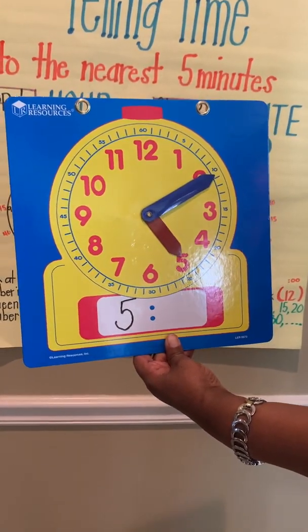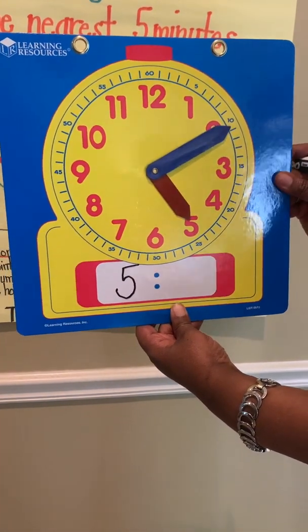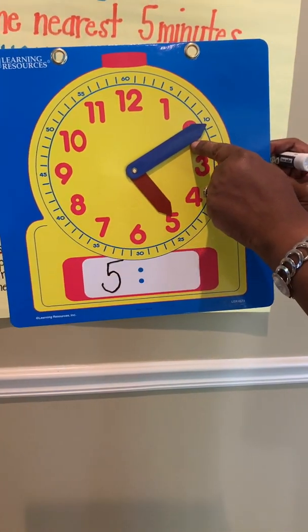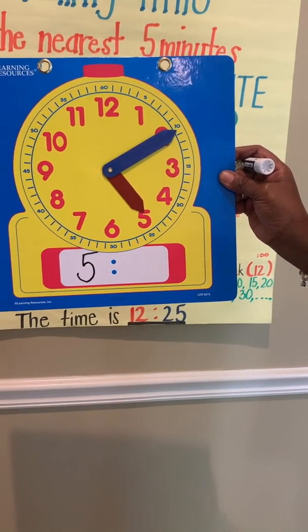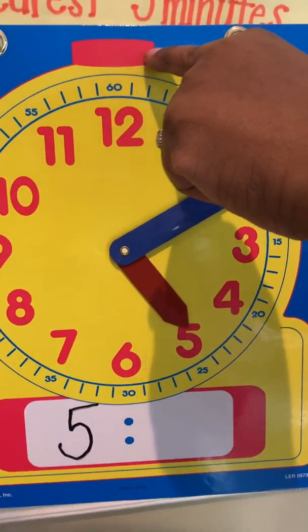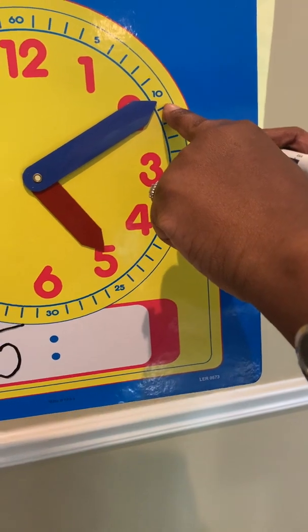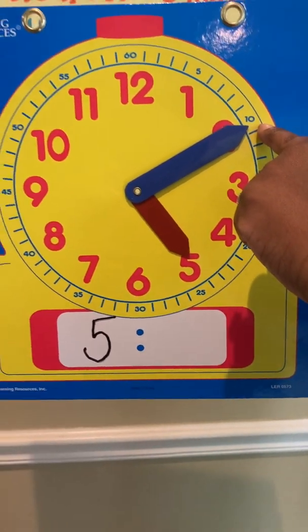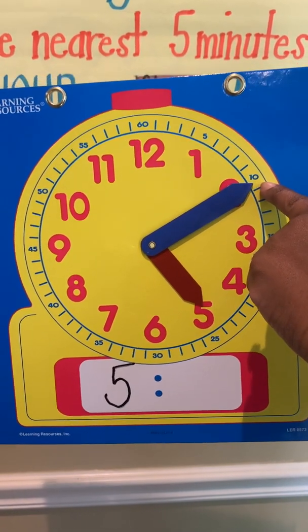Now, let's look at our minute hand. Okay, our minute hand is our long hand. And if we look at it, we start at our 12. And we're going to skip count 5, 10. So this is where our long hand has stopped. So we stopped at 10.